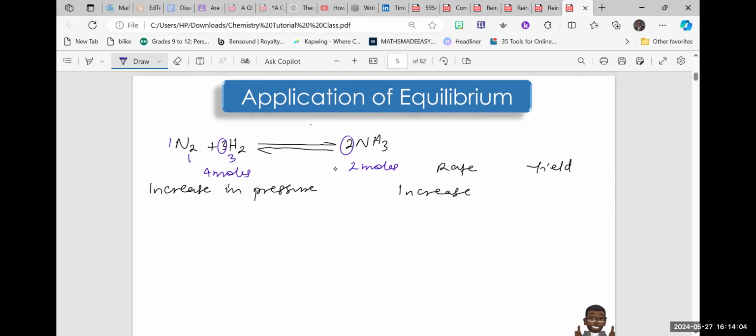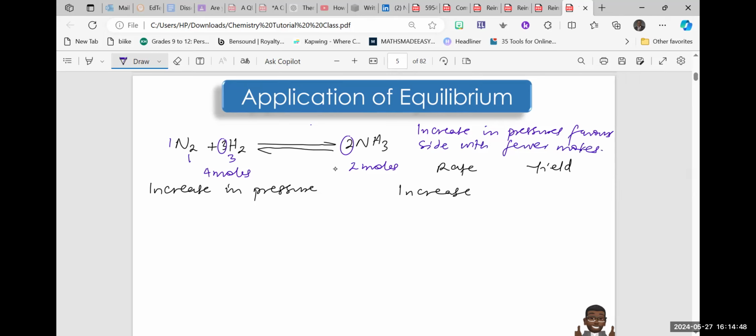So for a reaction like this, increase in pressure will favor the side with smaller moles. What does that mean? It simply means that the equilibrium will shift to the right-hand side, because the right-hand side is the side with fewer moles. So let me write it as a clue: increase in pressure favors the side with fewer moles, and vice versa.